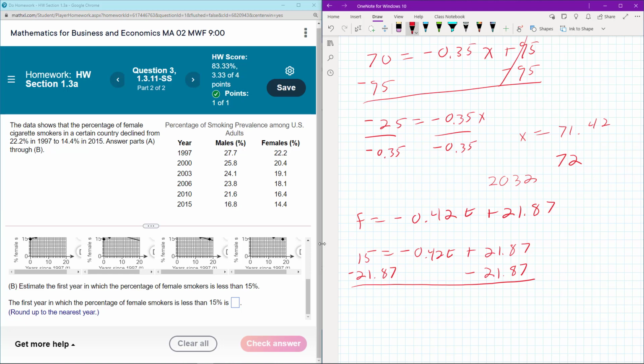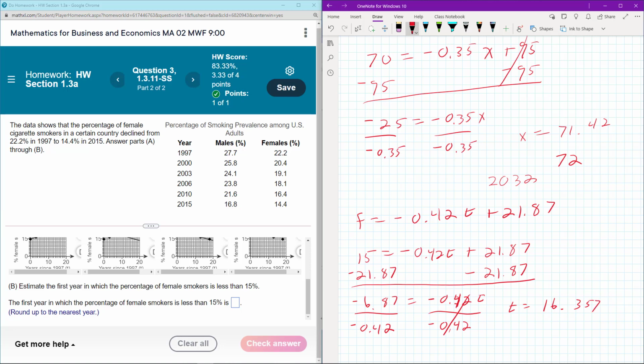And that will give me negative 6.87 is equal to negative 0.42t. Almost messed that up. I'm going to divide both sides by negative 0.42. These will cancel, and we will have that t is equal to 16.357. Not that that matters.